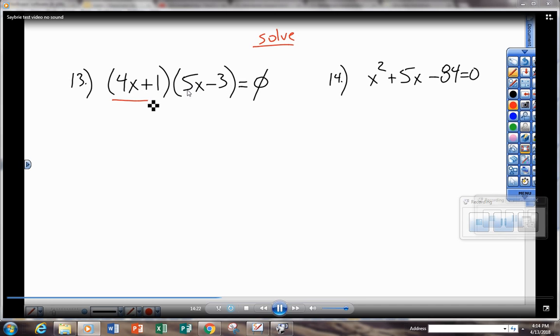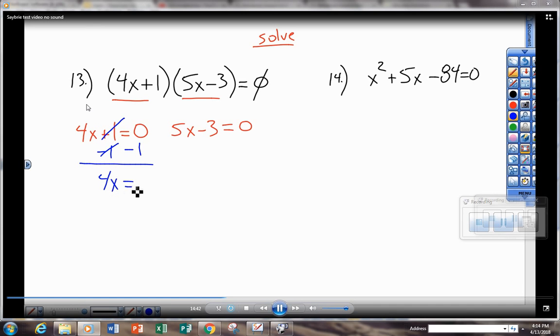So to solve it that one step further, you take each of those and you set them both equal to their own little 0. So 4x plus 1 equals 0, 5x minus 3 equals 0. And then to solve those, two-step equations, minus 1 on both sides, bring down the 4x and the negative 1, and then you divide both sides by 4. And that gives you x equals negative 1/4.